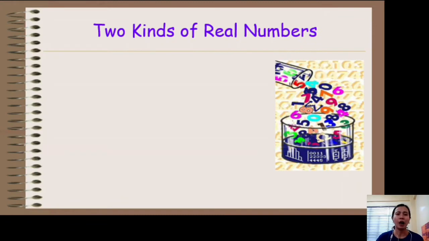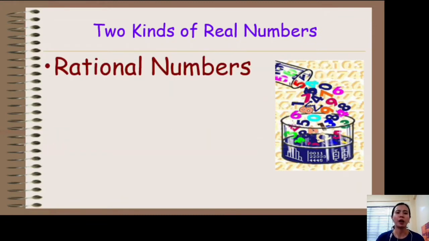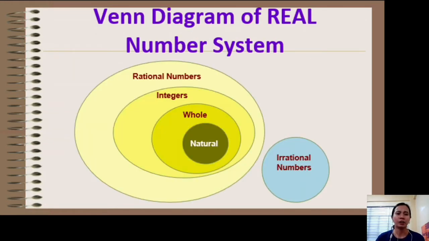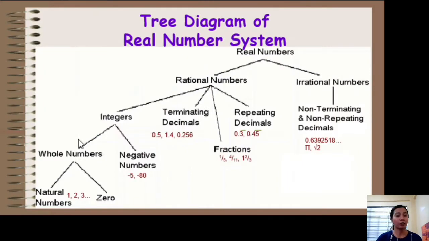Real numbers are divided into two. So, we have the rational numbers and irrational numbers. As you can see in the Venn diagram of the real number system, all of these are rational numbers and this circle is for irrational numbers. This is the tree diagram of the real number system. So parang family tree. So real numbers, we have rational numbers and irrational numbers.